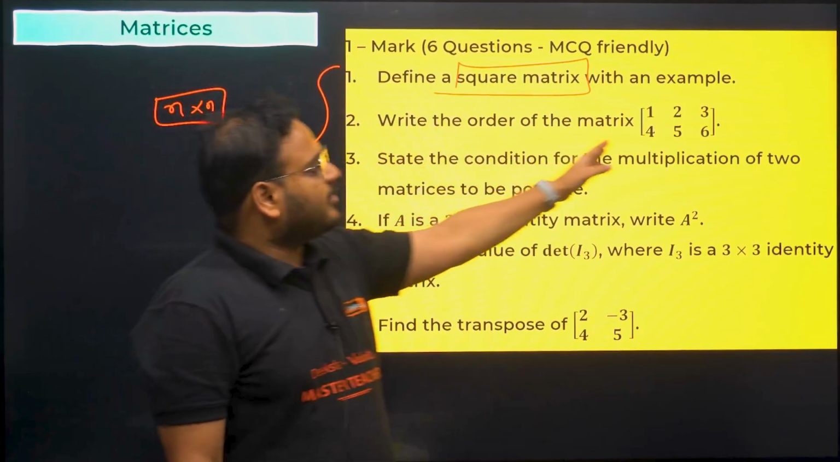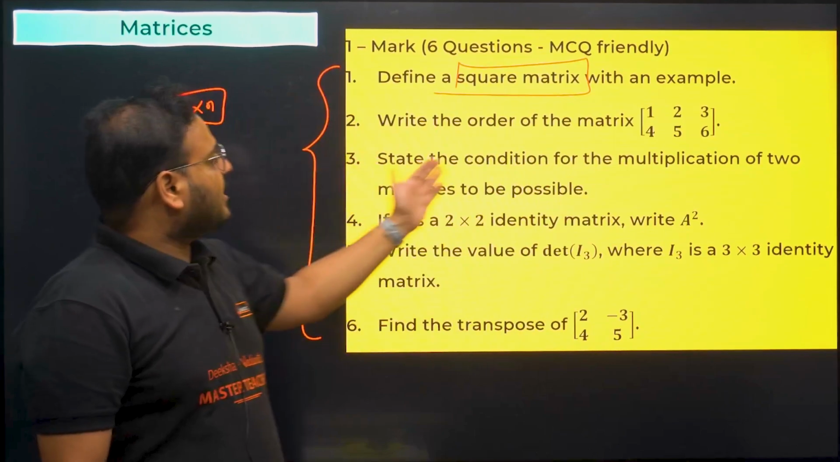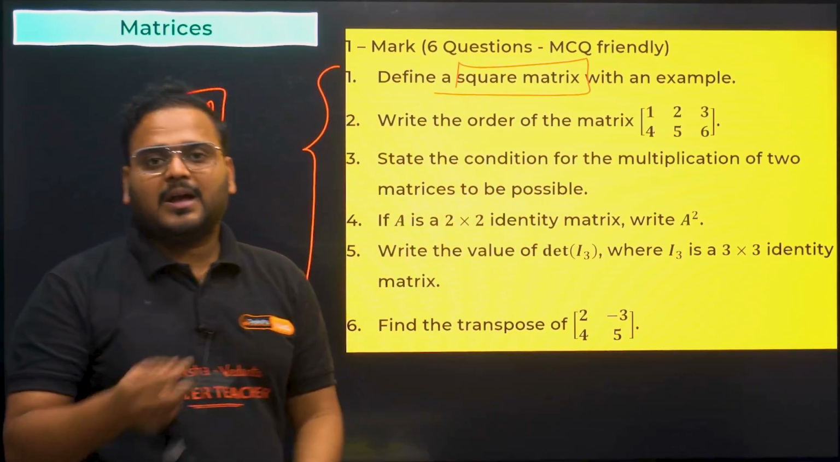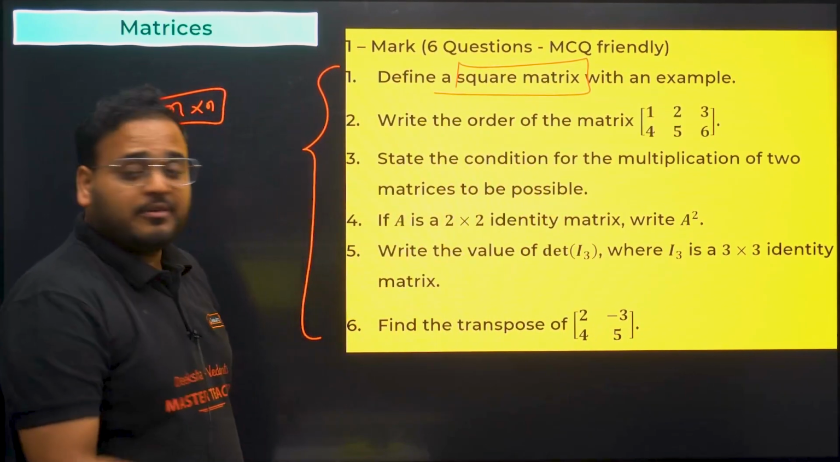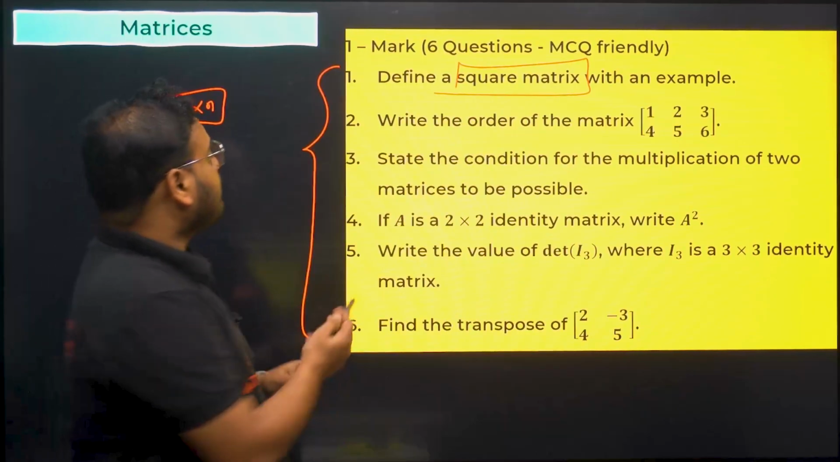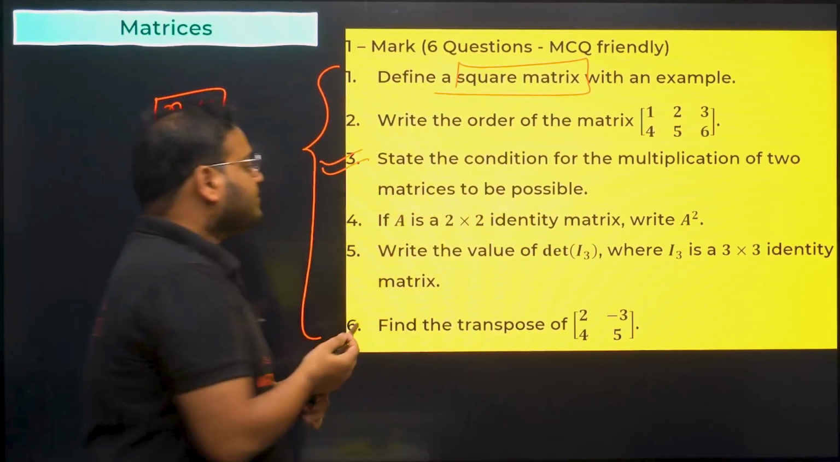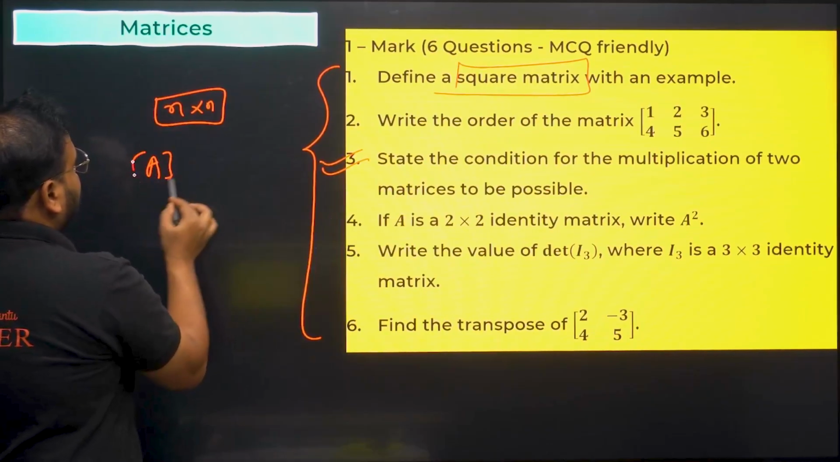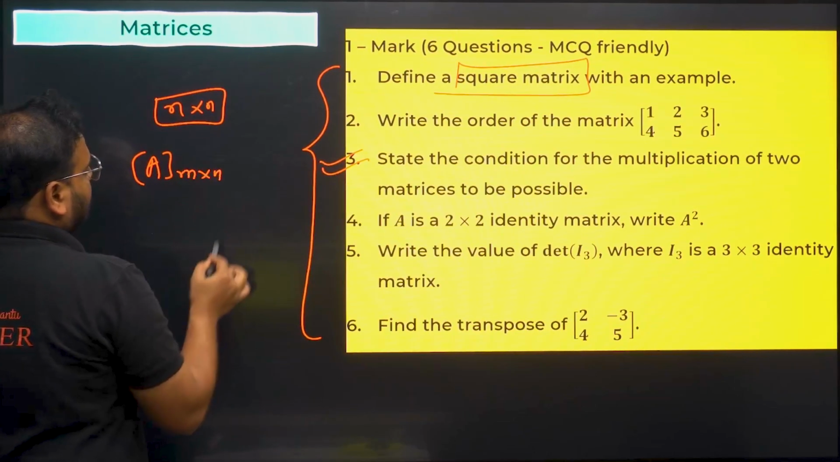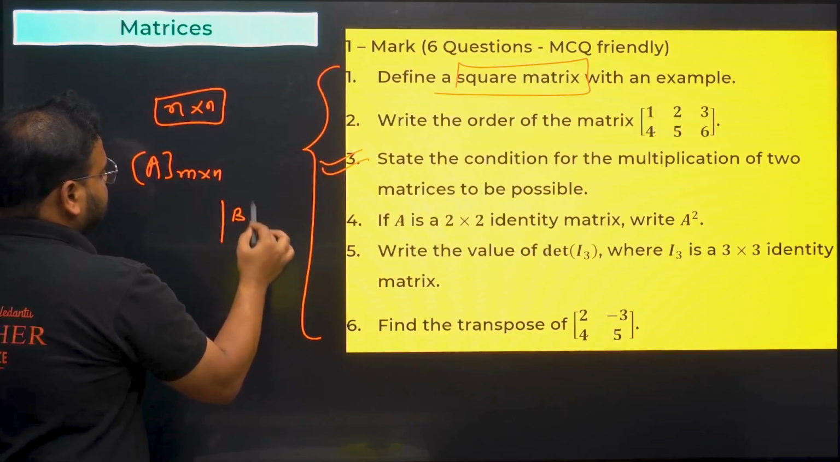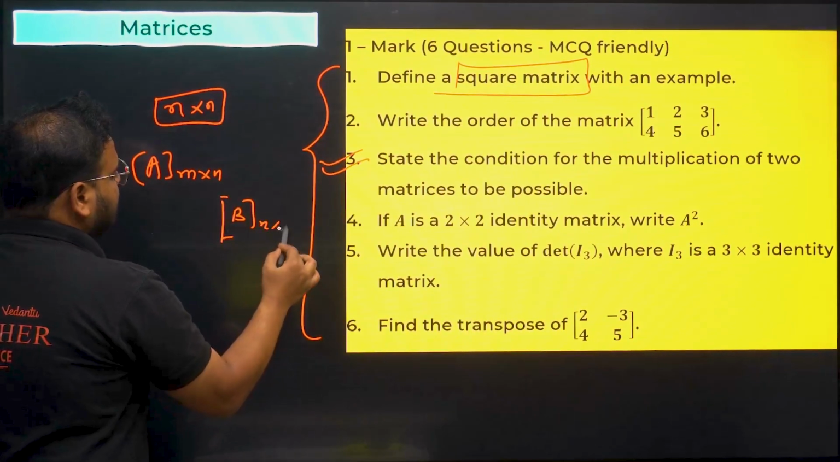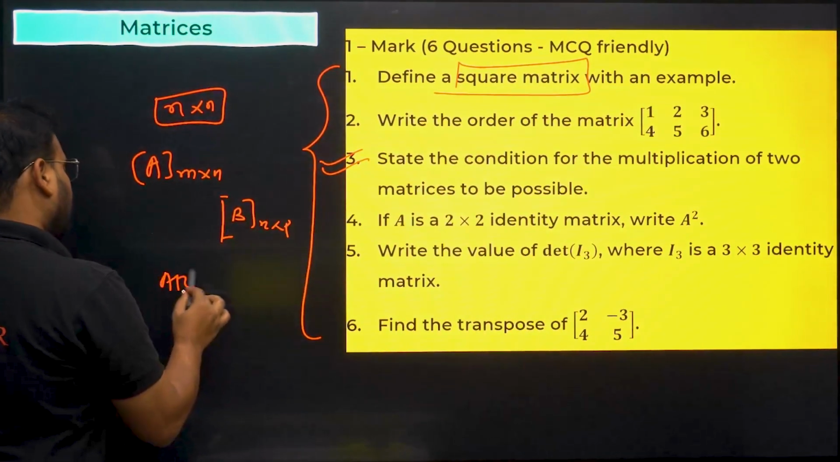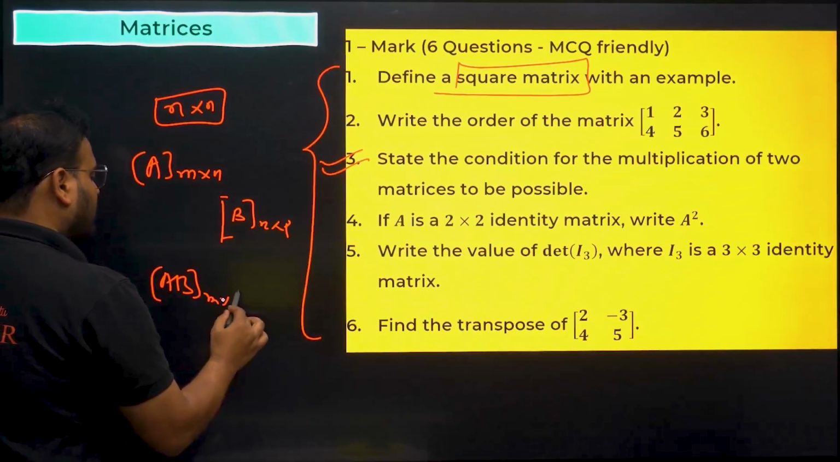Write the order of the matrix, okay? From here again, state the condition of multiplication. How do you multiply? Number of columns of the first matrix equals number of rows of the second. So remember, again a very important question. Based upon this only an MCQ can be asked. They can give you a matrix A of order M cross N and matrix B of order N cross P. They can ask you the order of AB. The answer will become M cross P.